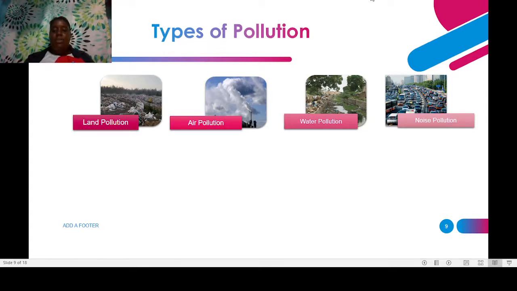Next, we have noise pollution. Now, an example of noise pollution is having a lot of vehicles backed up on our roadways. No one is moving, but everyone is honking their horns so that the vehicle in front of them should move so they can move, even though they know that they can't move. So we would have identified four types of pollution, which would be land, air, water, and noise.